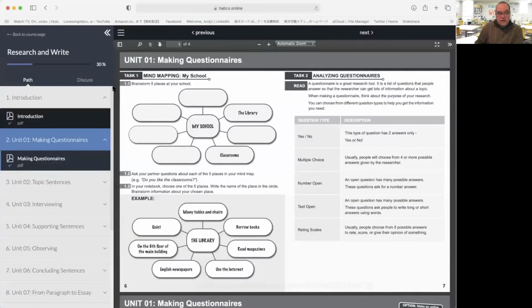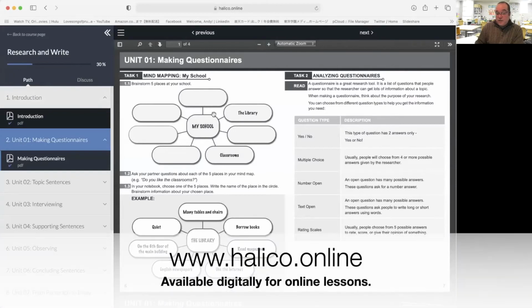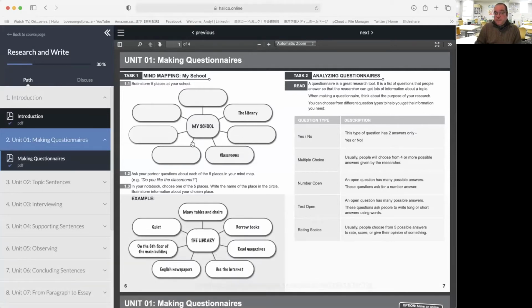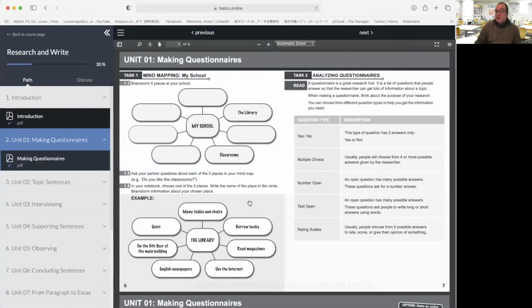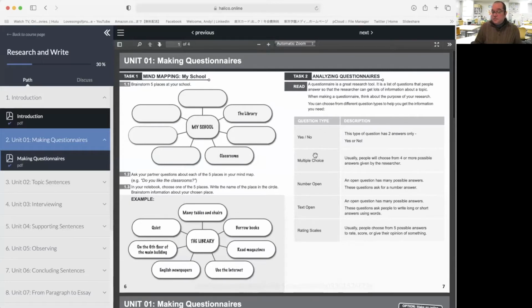Let's take a quick look at Halico Online, where the book is available digitally, and let's have a quick look through Unit 1. So first of all, students mind map their school and different facilities at their school. They choose one facility, for example, the library, and they break it down into smaller component parts. Then students are introduced to different question types that they could use when doing their own questionnaires.